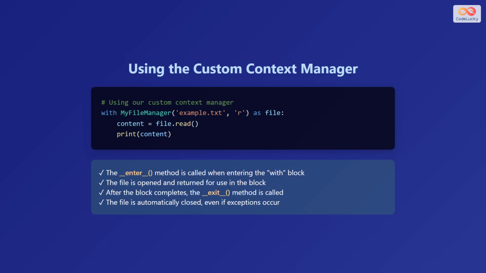Now let's put our custom context manager to use. We use the myFileManager class with the with statement, passing the file name and mode. Inside the with block, we read and print the content of the file. The __enter__ method is called when entering the with block. The file is opened and returned for use in the block. After the block completes, the __exit__ method is called, and the file is automatically closed, even if exceptions occur.